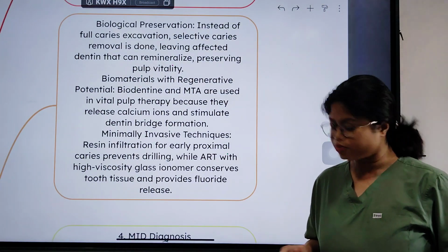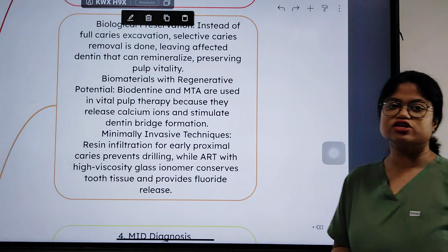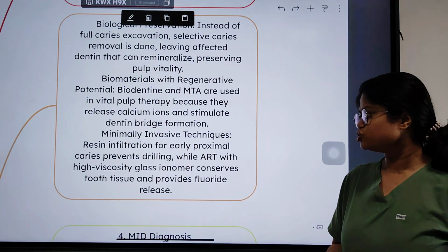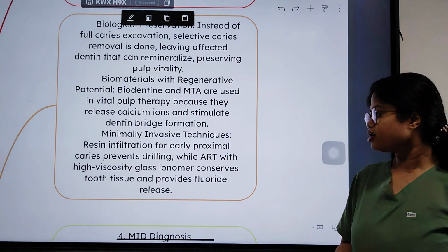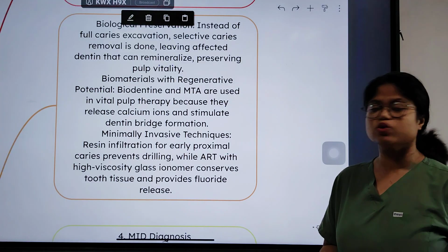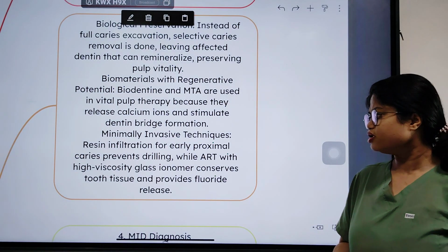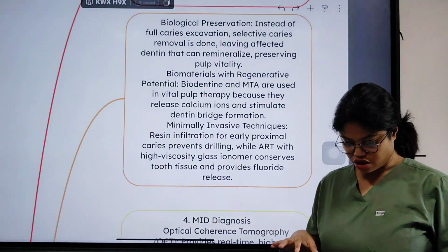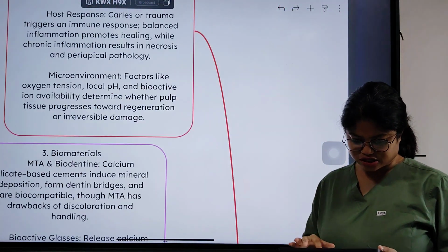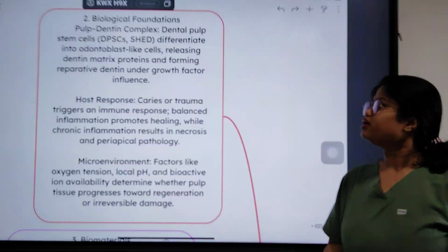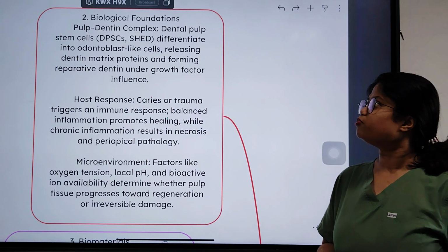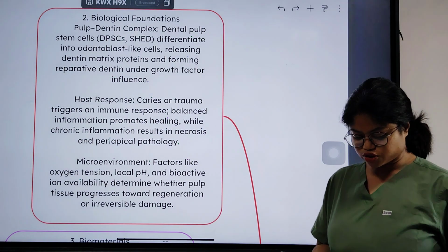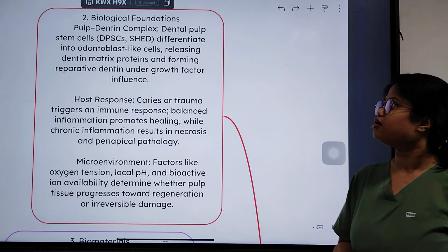In this, we incorporate minimally invasive techniques such as resin infiltration, for early proximal caries prevention, and ART, the atraumatic restorative technique, with high viscosity glass ionomer that conserves tissue and provides fluoride release. So coming to the other aspects of it, why do we have to have biological foundations first before ensuring the proper treatment? Because we have a complex pulp-dentine system.